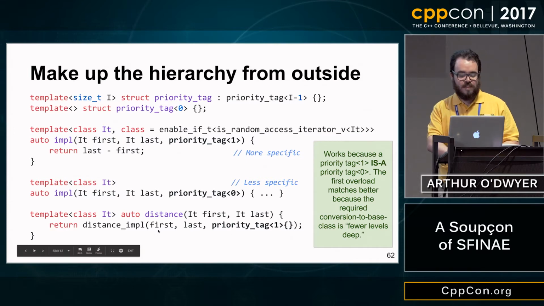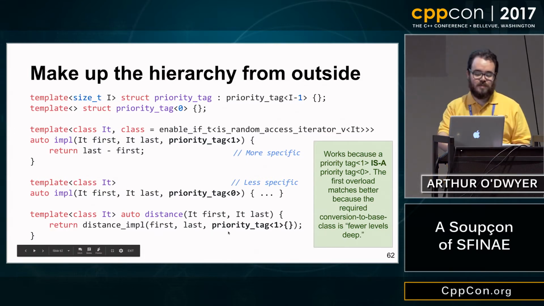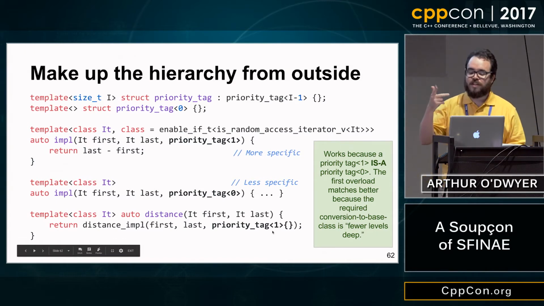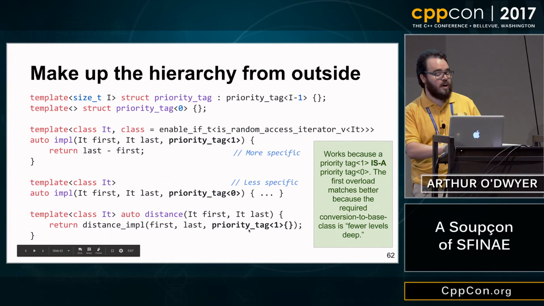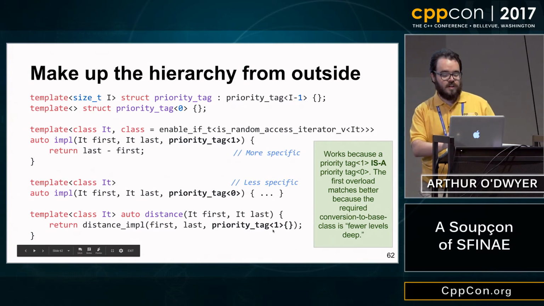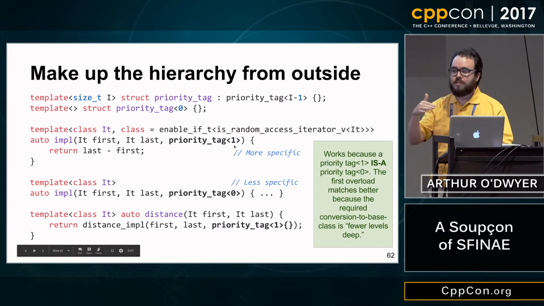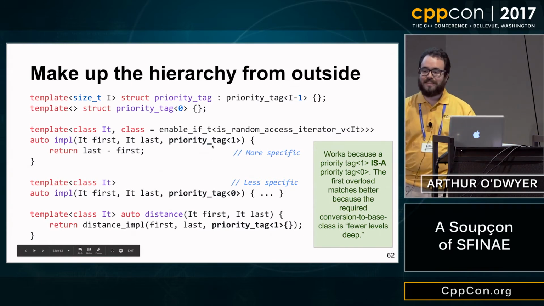And then, however many cases I have, I have this priority tag. In this case, I have 2 cases, so I just have priority tag 1 and 0. And I dispatch. I go up here if I can. I'm passing something of the most derived type, so I'm going to prefer this overload. But I'm going to prefer this overload only if it exists.